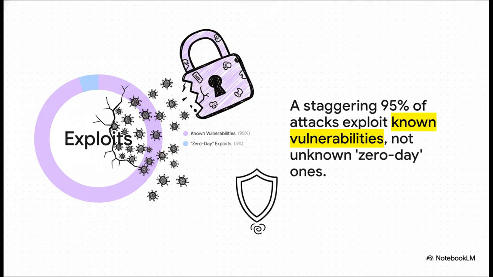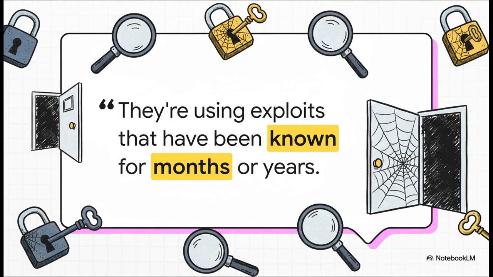We're talking about security holes that already have a fix available. Just let that sink in for a second. The vast majority of these attackers aren't geniuses inventing new ways to get in. They're just opportunists using old keys on doors that we forgot to lock. They're using exploits for problems that have been known about for months, sometimes even years. And you know what that means? It means most of these attacks are totally preventable.